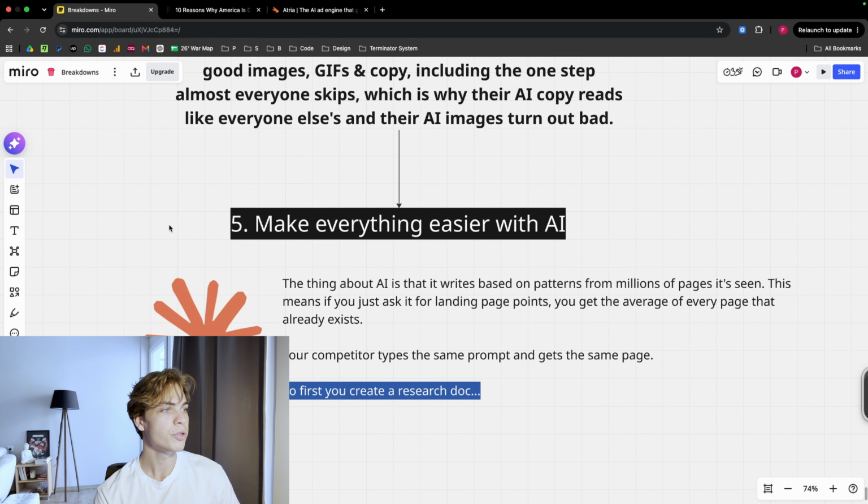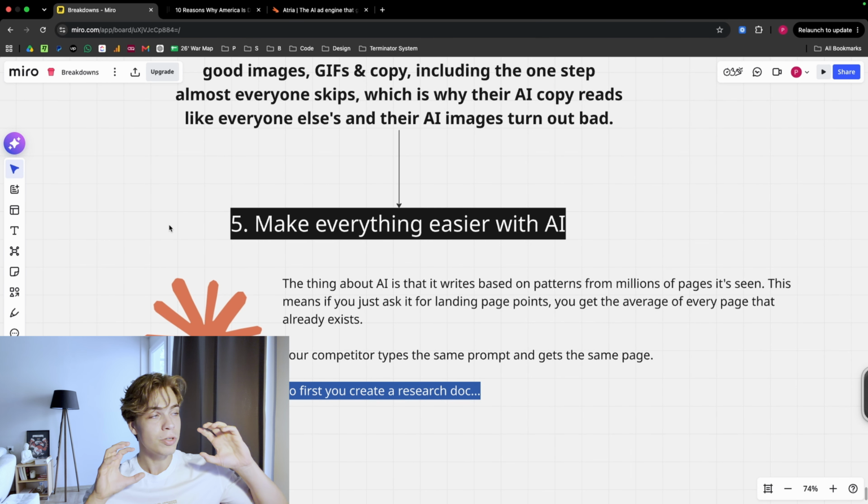Now, the thing about AI is that it writes based on patterns from millions and millions of pages that it has seen. This means that if you just ask it for a landing page, for some landing page points, you get the average out of literally every single page that exists in the world, right? And your competitors, if they type the same prompt, they're going to get the same page. So first, you need to create a research doc.